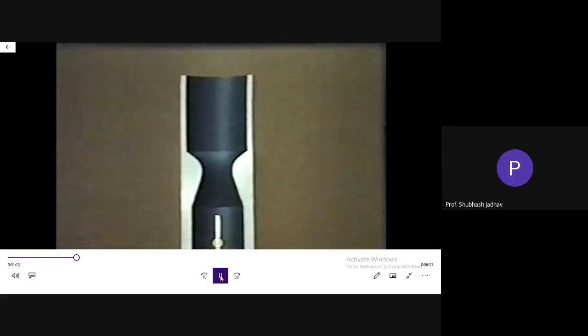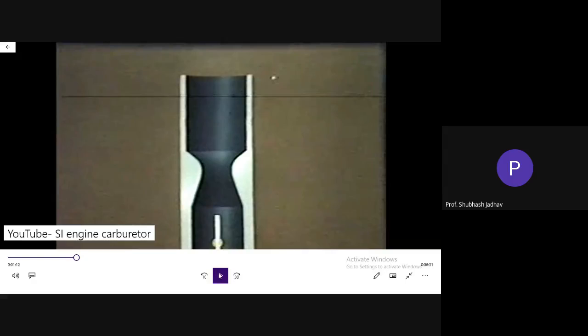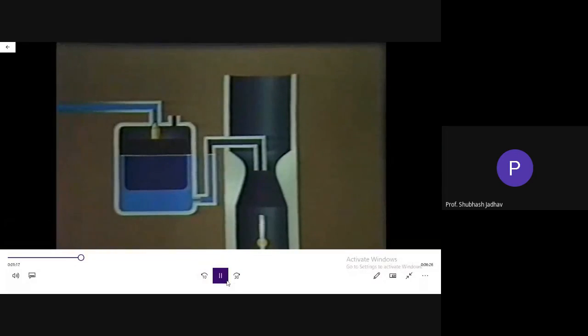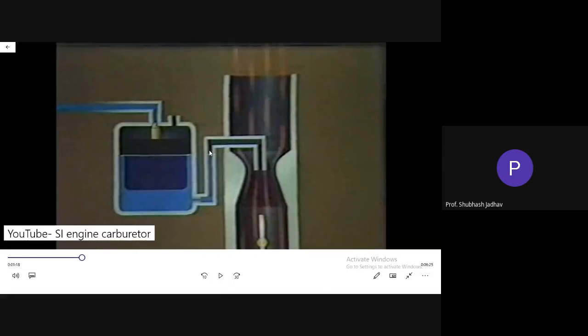Here we have a throttle valve, and this is your jet now. Don't get confused by what is shown, because this is just a demonstration of how it works. Here we have connected this main jet to the float chamber. Here we have a float, the blue one, and on the float you have a needle valve connected. This will ensure that the level of the fuel is always going to be this much.